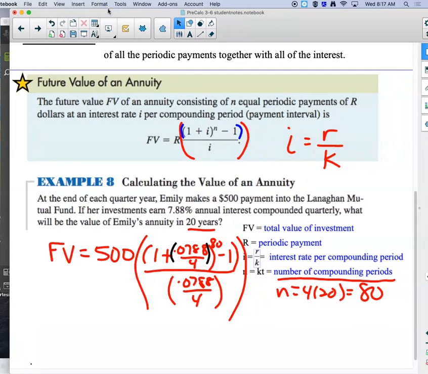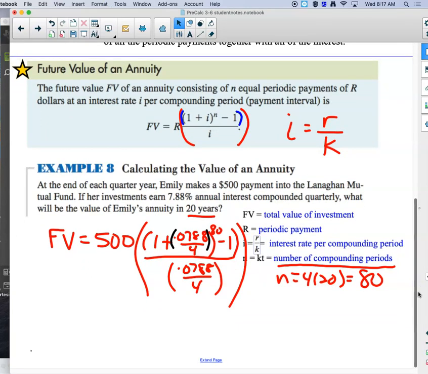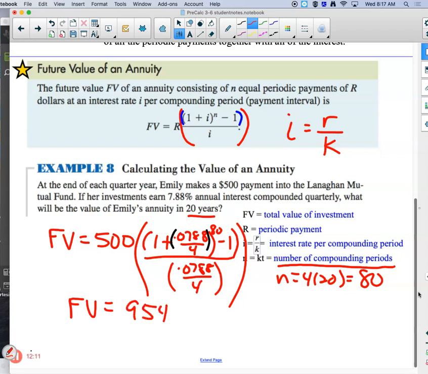If we had something that worked out really nice, like let's just say it was 8% 4 times a year, then yeah, simplify that to a 2. Otherwise, hand it over to the calculator and just be very careful. So the future value, $95,483.39.